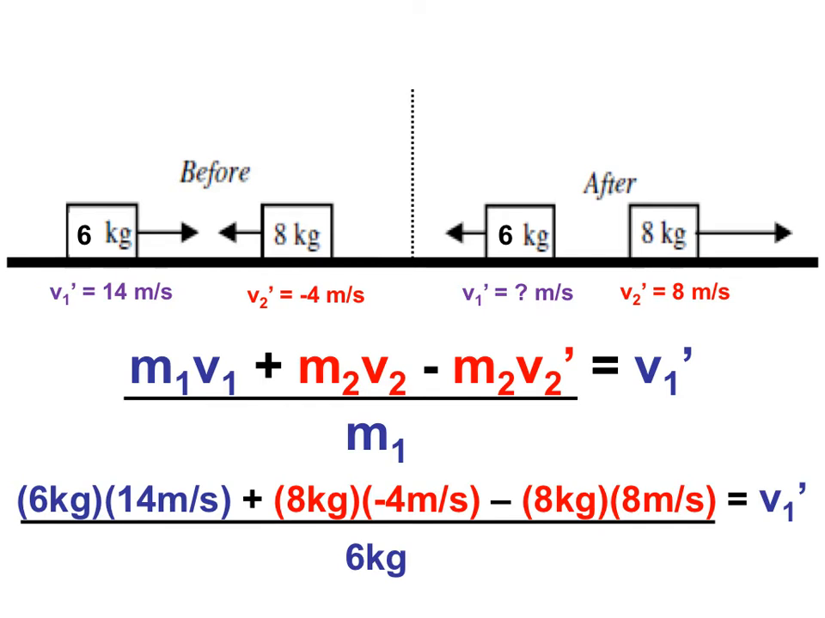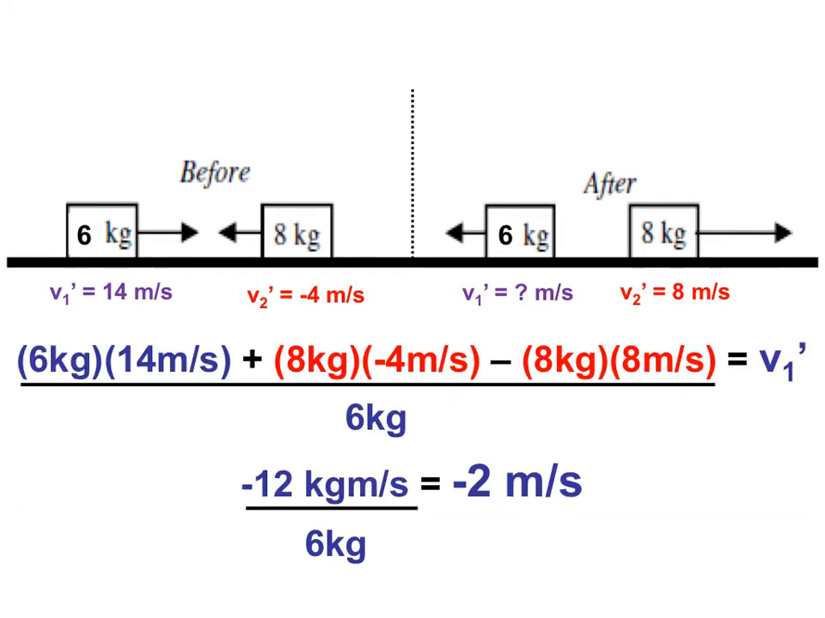When you plug your numbers in, as you see down here, I'm not going to walk you through that entire thing, you get a final answer. Negative 12 kilogram meters per second divided by 6 kilograms is equal to negative 2 meters per second. So after the collision, your 6 kilogram box is going to be traveling 2 meters per second to the left, or negative 2 meters per second.